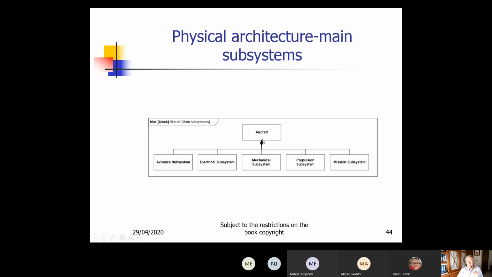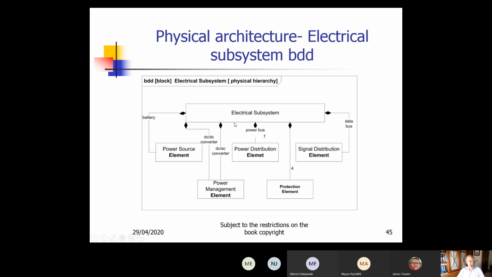After we identify the physical architecture, here we have the main subsystems: avionics, electrical, mechanical, propulsion, and mission. For each subsystem, we represent the types that it contains and the parts. Here is the type, here is the part. With this definition of the electrical subsystem using a block definition diagram of SysML, we can represent the internal block diagram.